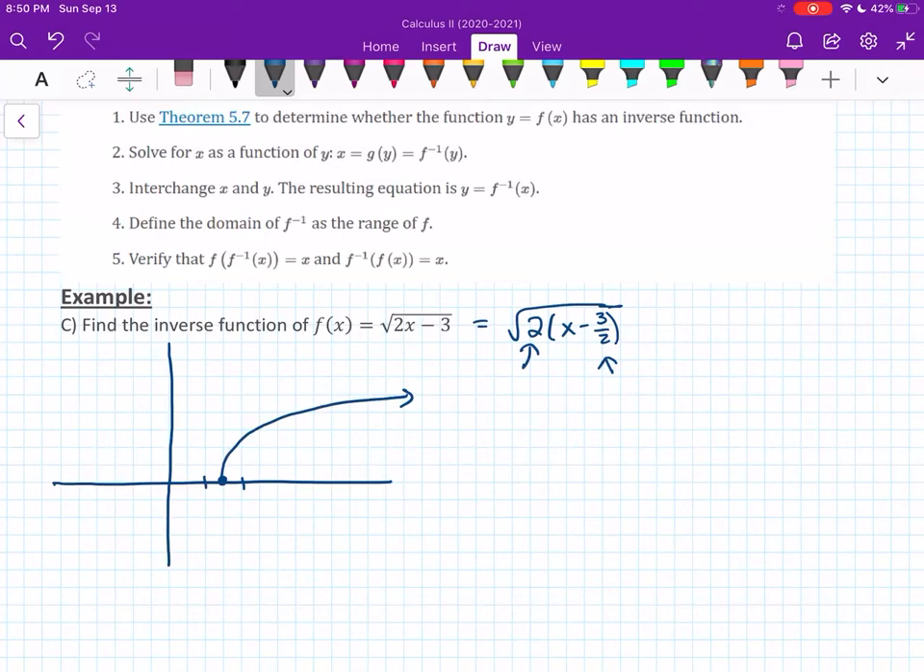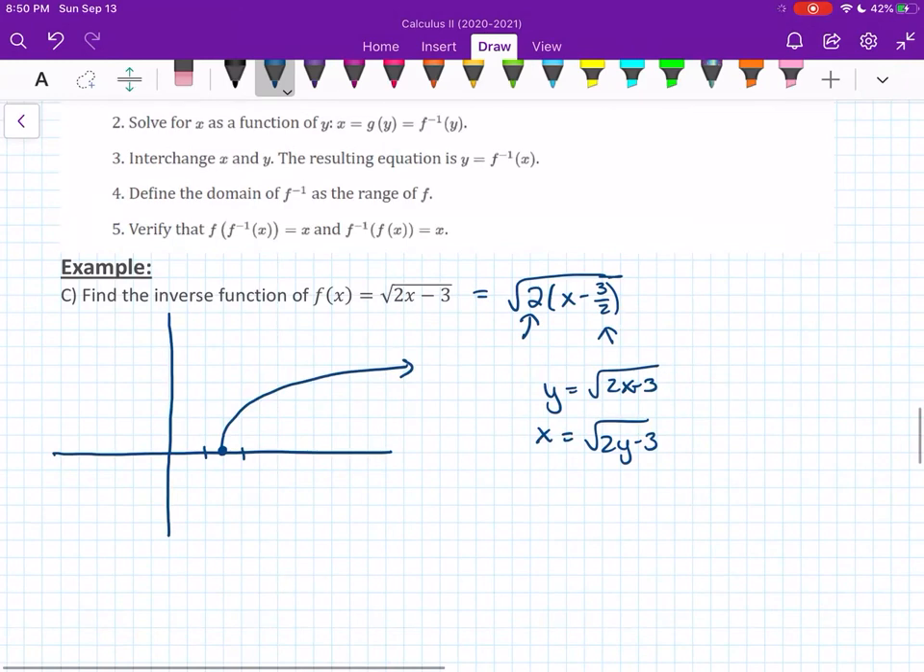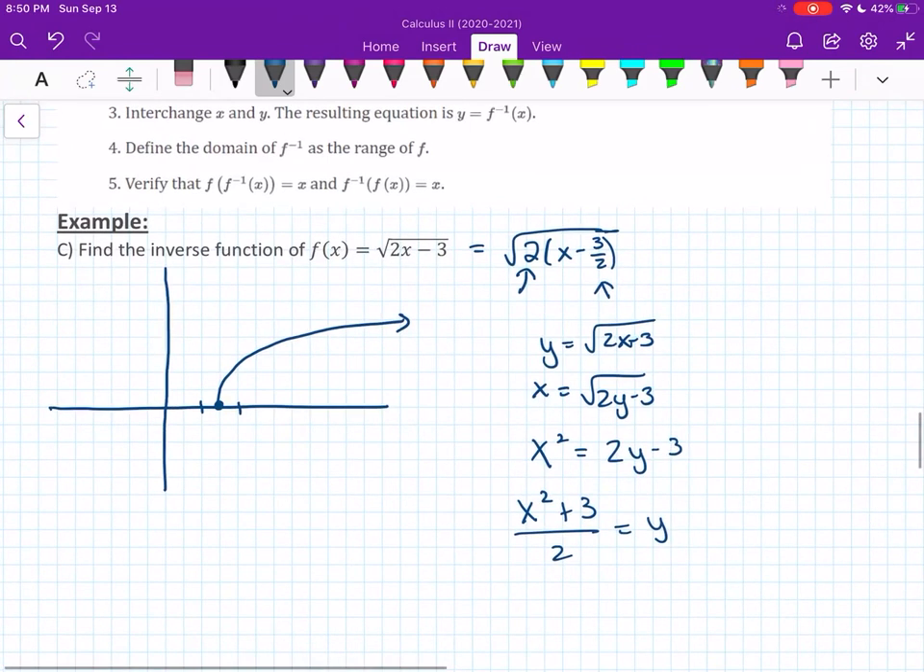Okay, so yes, we see that this is monotonic. You could take the derivative if you want to, or you can just look at the graph. So yes, we know we've got an inverse to work with. Now let's do the algebra. If I write it as y equals the square root of 2x minus 3, switch x and y, and solve for the new y, I get x squared equals 2y minus 3. So x squared plus 3, divided by 2, is going to equal y, or f inverse.